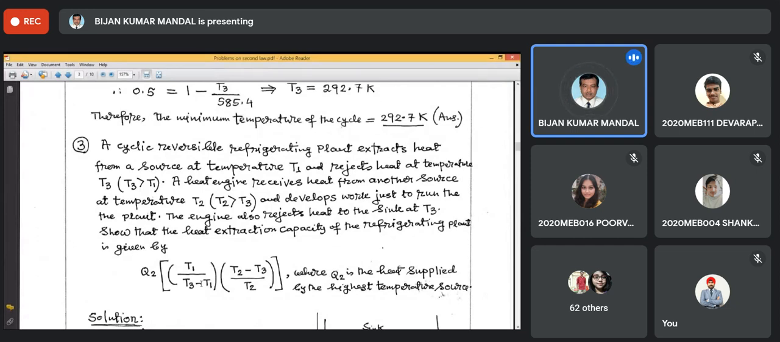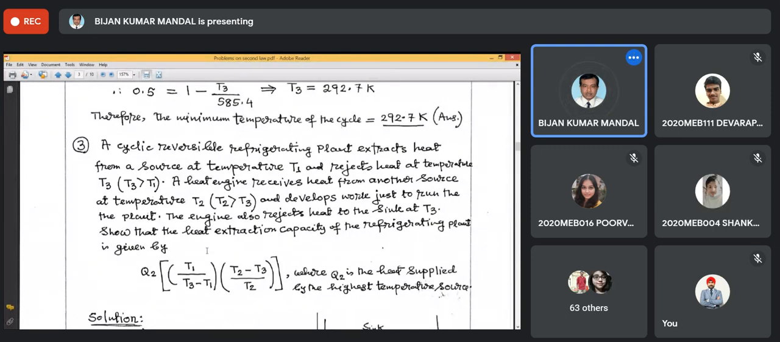So the heat extraction capacity of the refrigerating plant is given by this. So the heat extraction capacity of the refrigerating plant, that means how much amount of heat it is taking from that source, will be given by this, where Q2 is the heat supplied by the highest temperature source, that is for the heat engine. So that is the expression that you have to find out. And it is a reversible case.